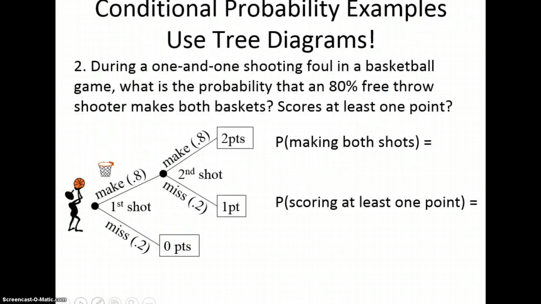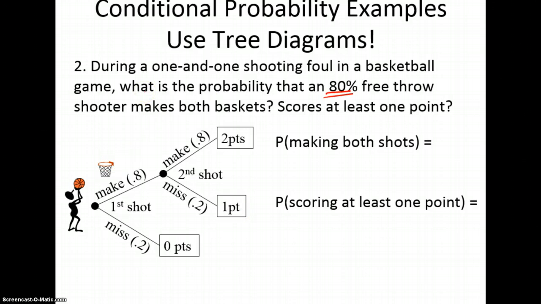Okay, and then what we have here is conditional probability using tree diagrams. So we can use tree diagrams when we've got multiple things going on top of each other. So here we have a 1-in-1 shooting foul. This guy's an 80% free throw shooter. For those of you that don't understand 1-in-1 shooting, you get one shot and either you make it or you miss it. If you miss it, you're done. Game continues. If you make it, you get a second shot. And then if you make that, you get another point. And if you miss that, you get just the 1 point from the beginning. So you have a possibility of getting 0 points, 1 point, or 2 points.